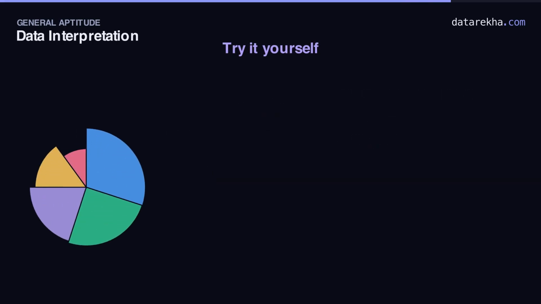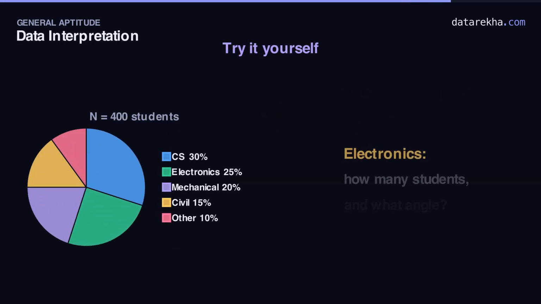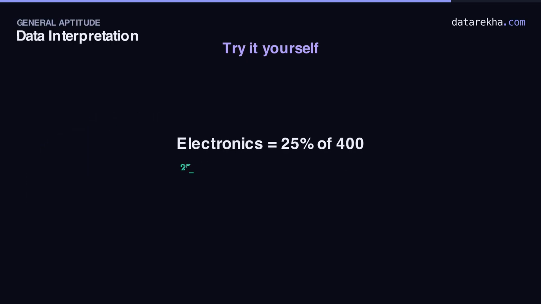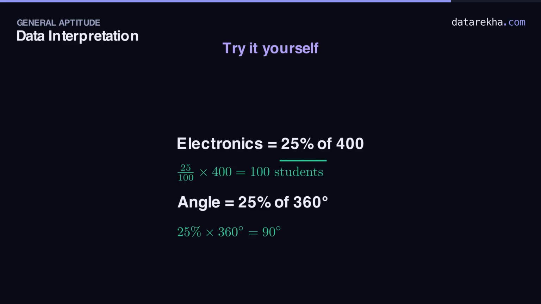Your turn. Same pie, 400 students. For the electronic slice, find two things: how many students it is and how many degrees its slice sweeps. Pause the video and work them both out before I do. Here's the check. 25% of 400 is 100 students, and the angle is 25% of 360 degrees, exactly 90 degrees, a perfect right angle wedge. If you got 100 students and 90 degrees, you've genuinely got this.